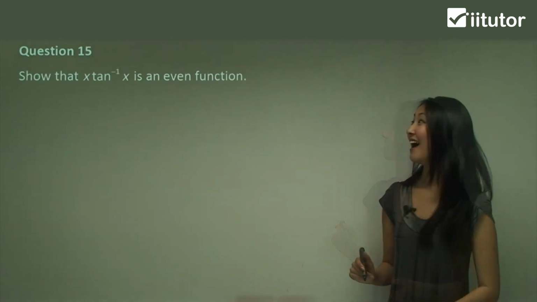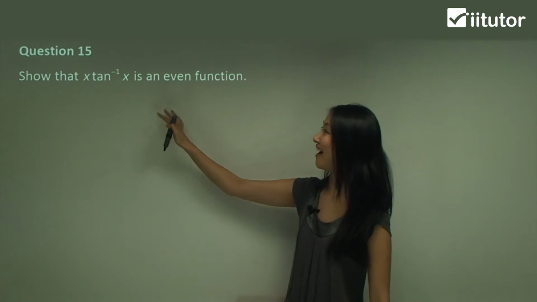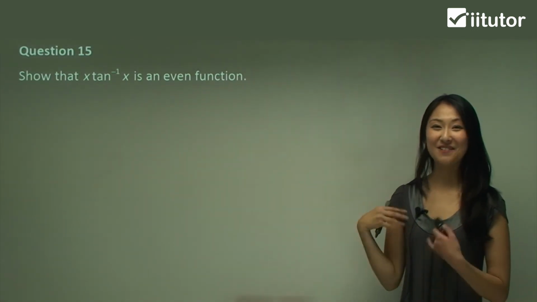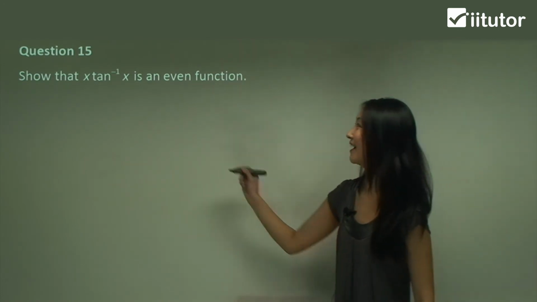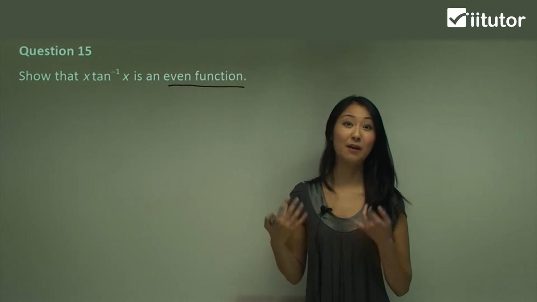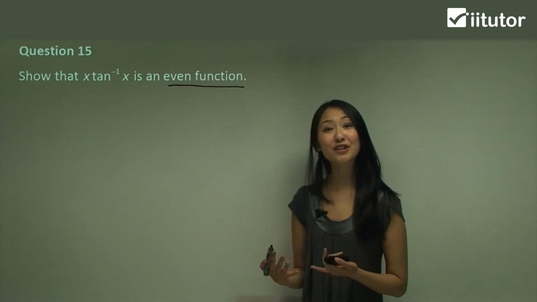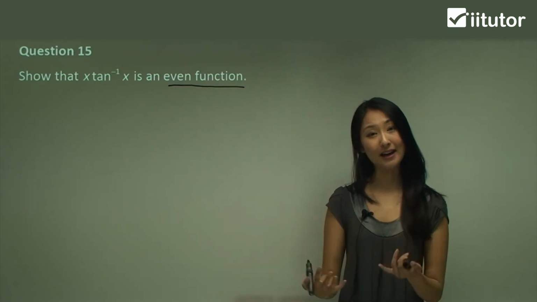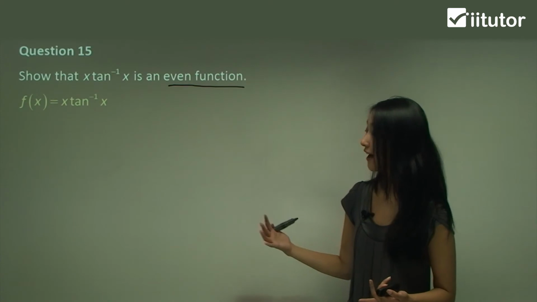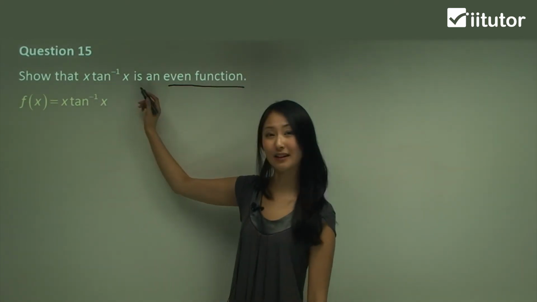Alright, so in question 15, we want to show that x times inverse tan x is an even function. So we haven't done even or odd functions for a little while. So can you tell me, how are we going to show that something's an even function? Yeah, that's right. We want to show that when we substitute in negative x, it gives you exactly the same function. So we start off by writing f(x) equals this function here.